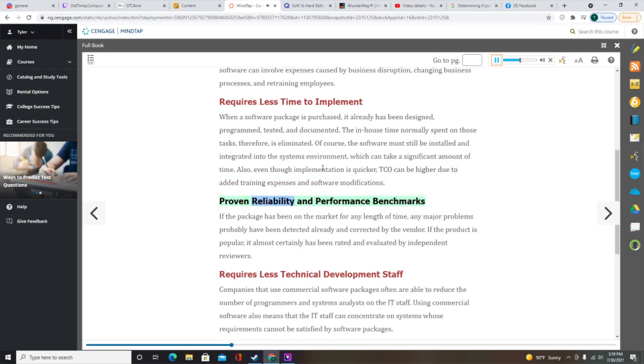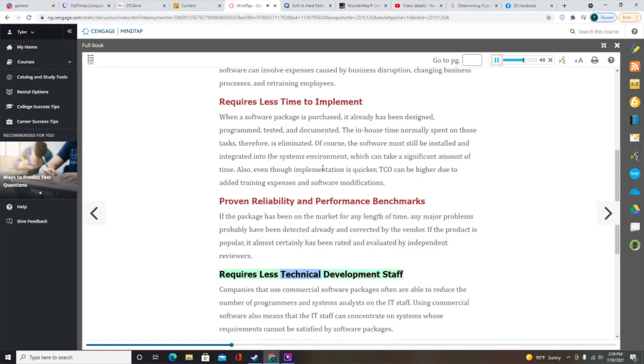Proven reliability and performance benchmarks. If the package has been on the market for any length of time, any major problems probably have been detected already and corrected by the vendor. If the product is popular, it almost certainly has been rated and evaluated by independent reviewers.